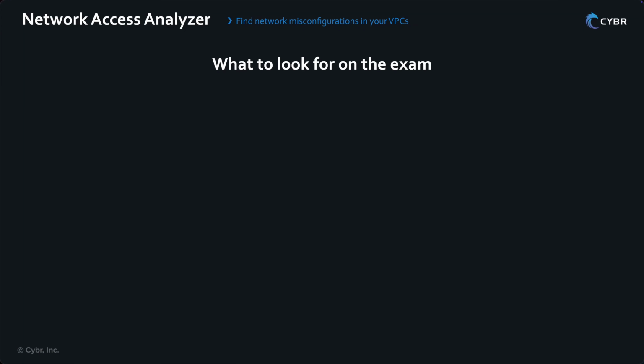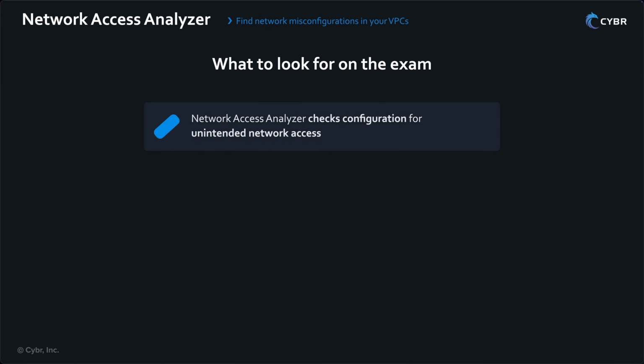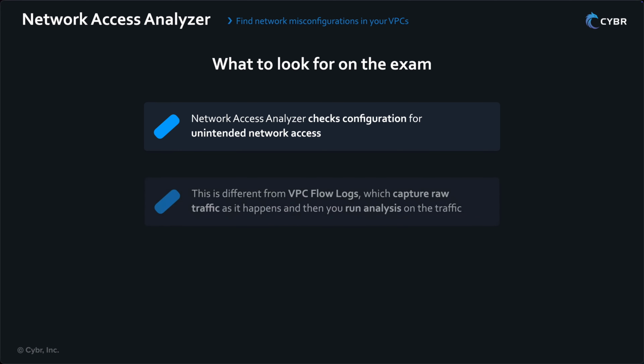So for the exam, remember the following. Network Access Analyzer checks configuration for unintended network access. That is quite a bit different from VPC flow logs because those are going to capture raw traffic as it happens, and then you can run analysis from that traffic versus preemptively trying to figure out what misconfigurations exist. So very, very different purposes.